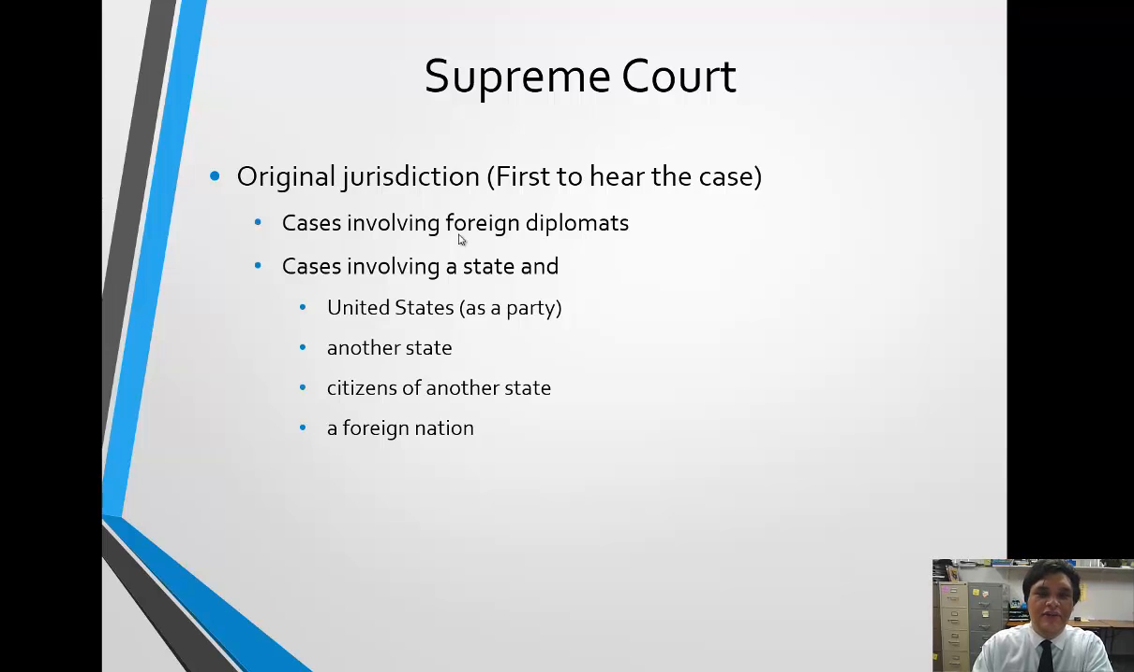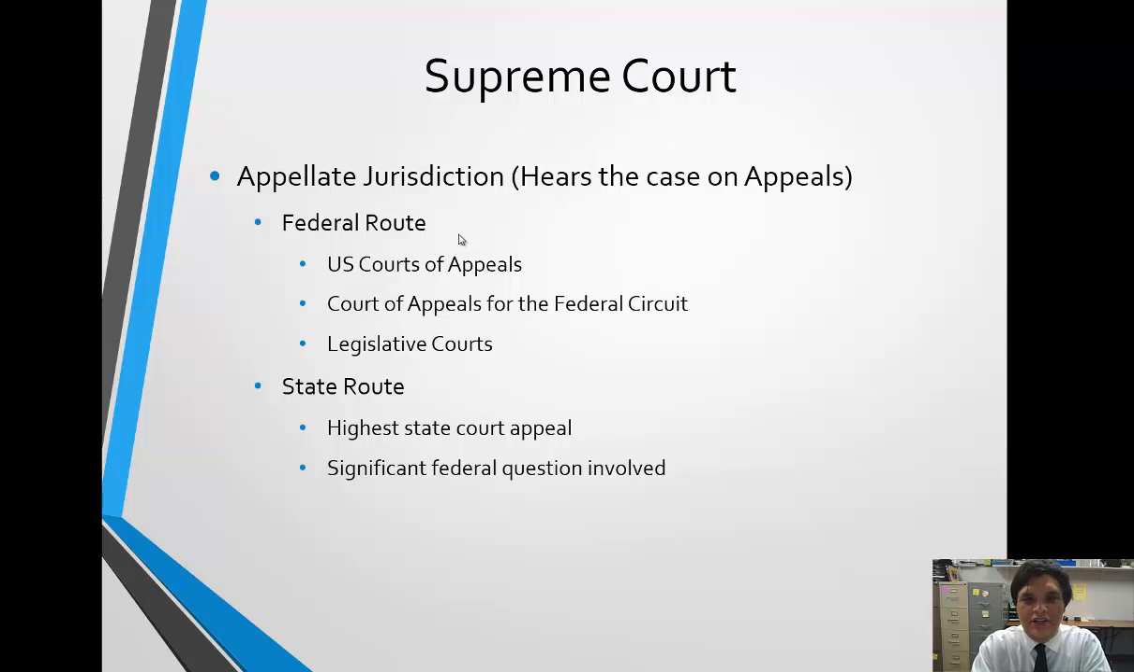The one we're most familiar with, though, is appellate jurisdiction. We're used to the Supreme Court having appellate jurisdiction, and that means that it hears the case on appeal. It means that it couldn't be decided in another court, or that the plaintiff or the defendant wanted to appeal the case because they felt the decision wasn't correct. That's when the Supreme Court has appellate jurisdiction. It's heard on appeal from another court.